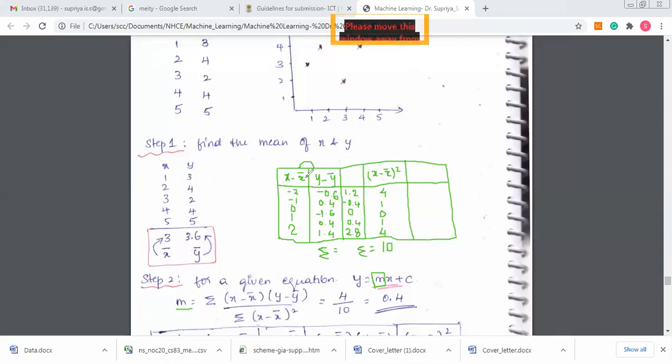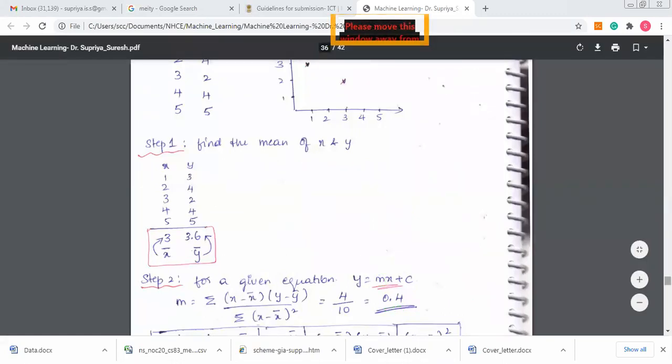What is the summation of x minus of x bar into y minus of y bar? The summation of this? 4. So when I substitute in the formula, 4 by 10 is equal to 0.4. So I've got the value of m now. I've got the values of x and x bar. I have the values of y and y bar. I have to come up with a linear regression line. So what I'll do here is, let me clear the screen.